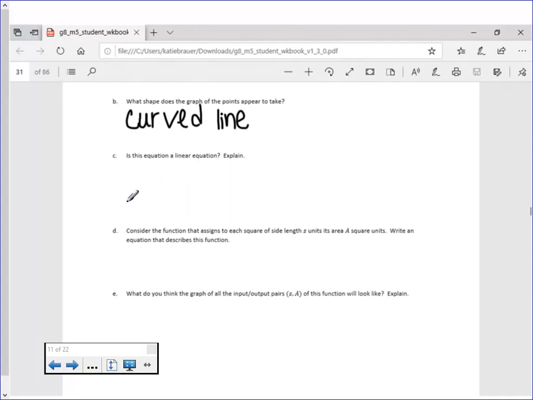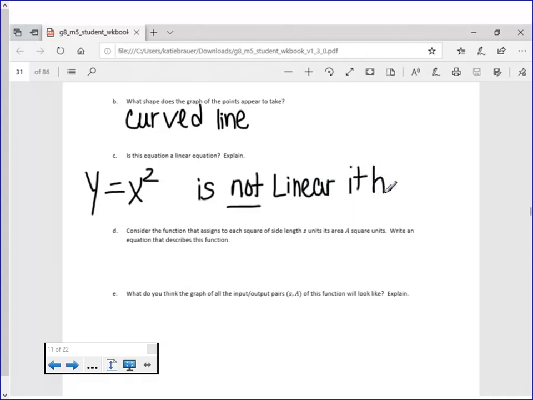Is the equation a linear equation? Y equals x squared is not linear. The reason I know that this is not linear is because of the exponent of 2. Anytime you have an exponent that's bigger than 1, like a 2, a 3, a 4, a 5, that is not linear. That's your first hint right here. This exponent right here is 2.